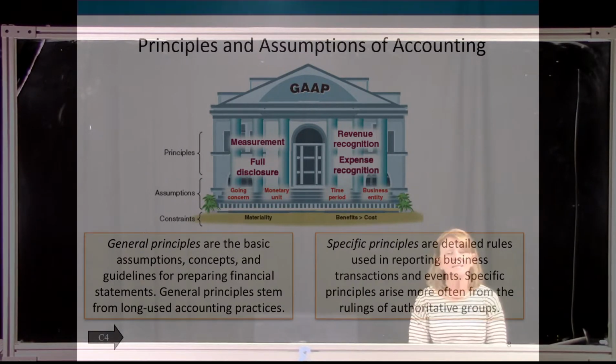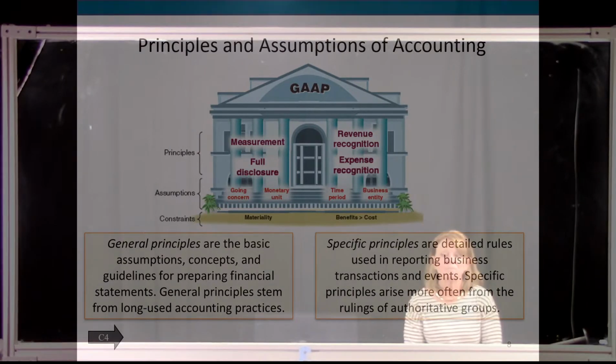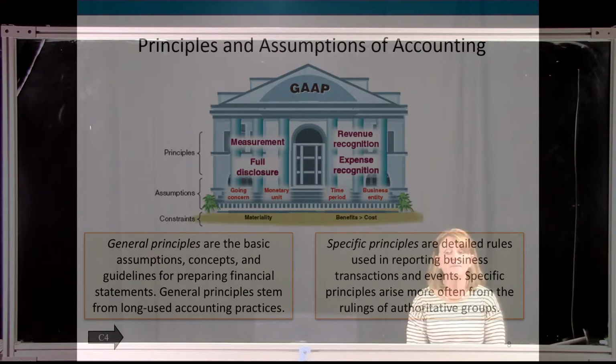Full disclosure just says that anything that the users of the financial statement need to know has been disclosed to them. So, for example, if there's potential for a lawsuit next year, that would be disclosed in the financial statement. That way, someone considering buying stock would know that before they purchase the stock. Revenue recognition says that a company recognizes revenue when it is earned, not necessarily when the cash is received. Later in this book, we'll discuss cash versus accrual. And expense recognition says that we recognize the expenses that are incurred when the revenue occurred. So it's a matching principle.